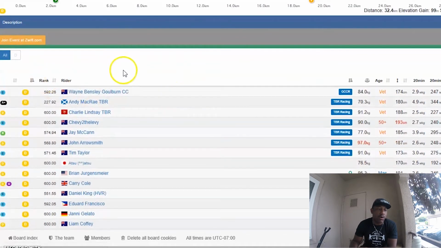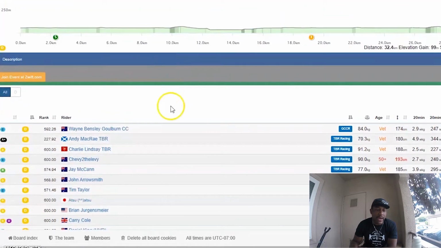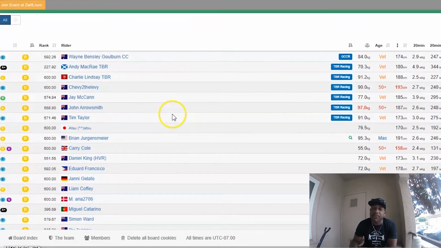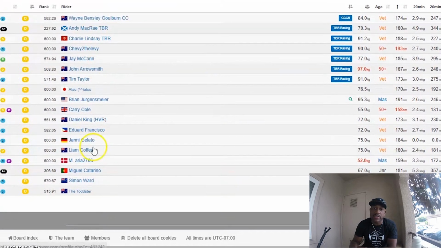So again, this is a series event. So you see here all, and then you have D, but everybody is D in this event. So if you look here, these are all the people, I believe these are all the people right now that have signed up for this series. So you got Wade, you got Andy, we got Brian, you got Carrie, and then of course you got the Toddster. So all these people have signed up.